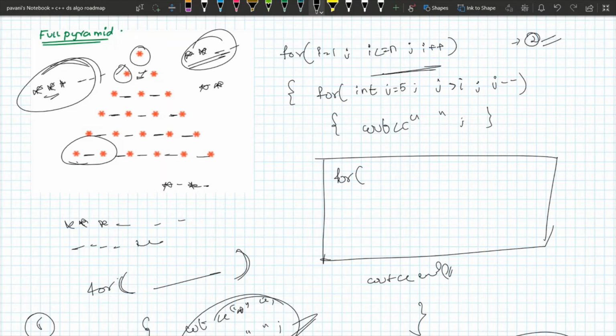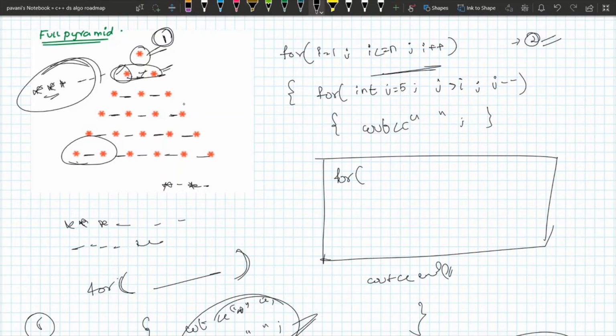So now for I value 1, one star and one space are printed. Then for I value 2, there are 2 stars and 2 spaces, right? That means two iterations must be done. Okay, are you getting it?